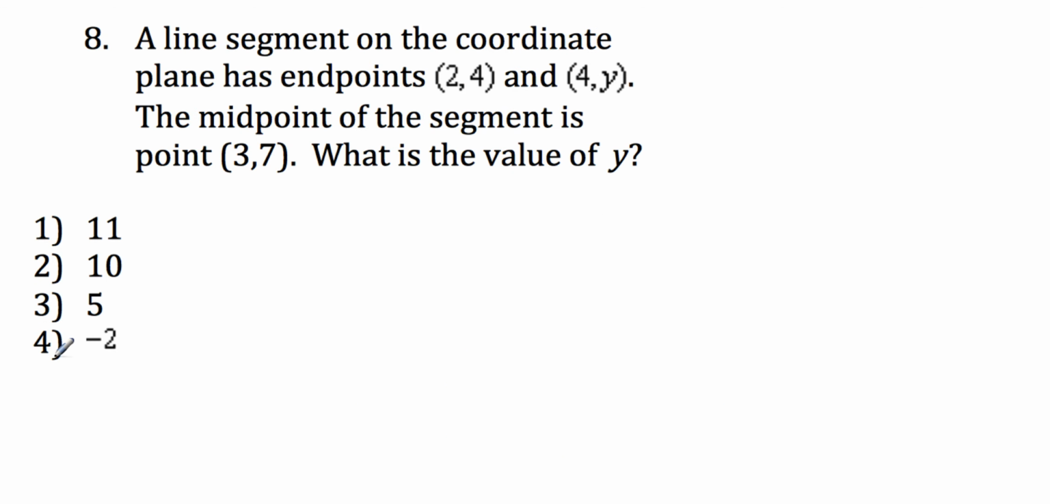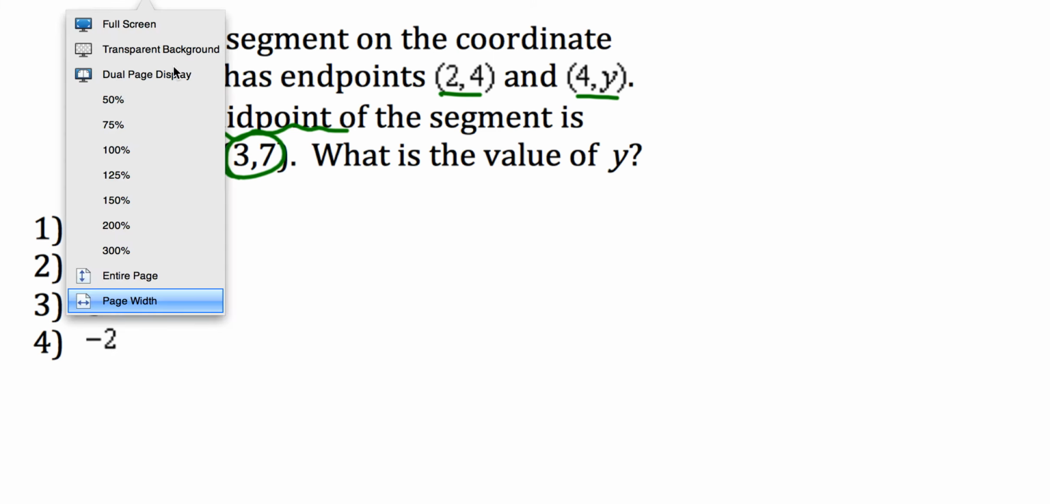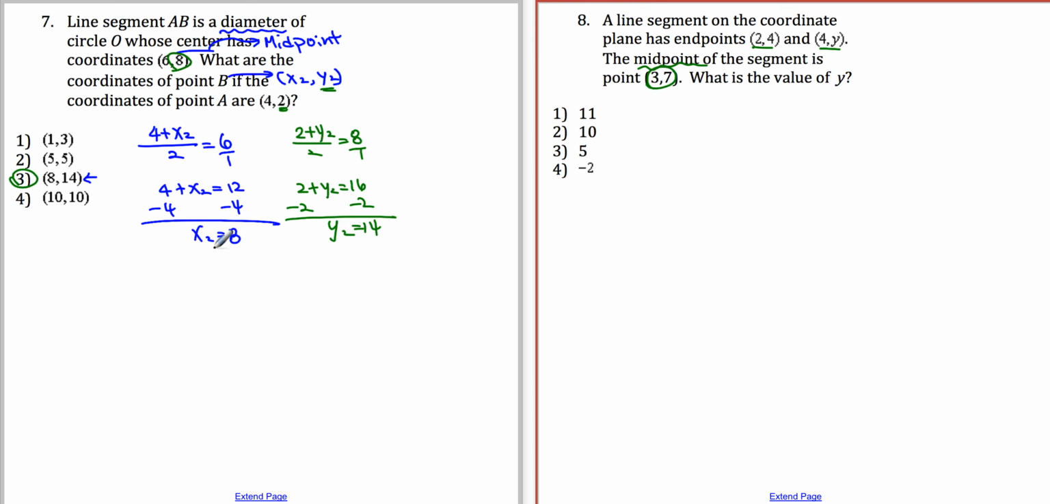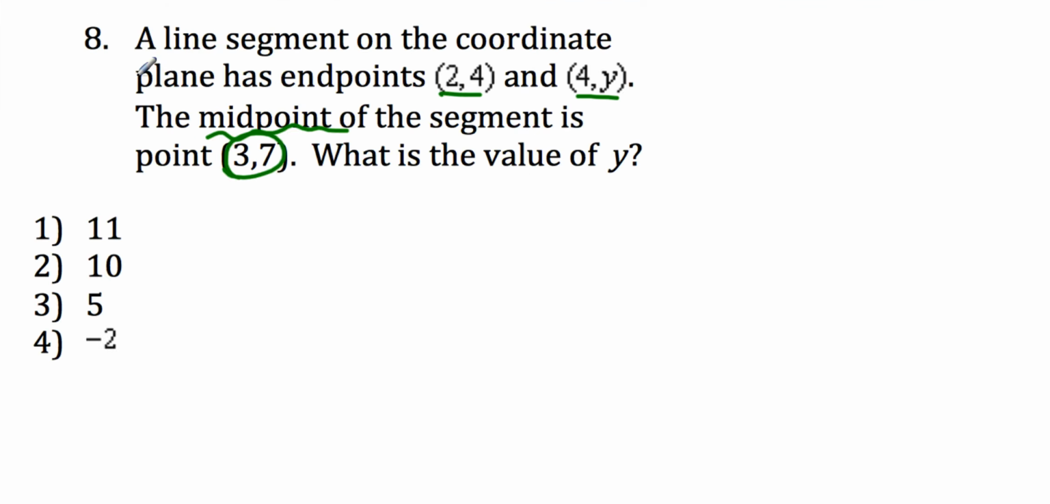Number 8, a line segment on the coordinate plane has endpoints this one and this one, but the midpoint of the segment is this. So once again, the midpoint is given to us. That means this will be similar to our previous question. Since the only thing we are concerned about is y, we realize that 4, which is y sub 1, plus y sub 2, divided by 2, must be equal to the y value, which is 7.